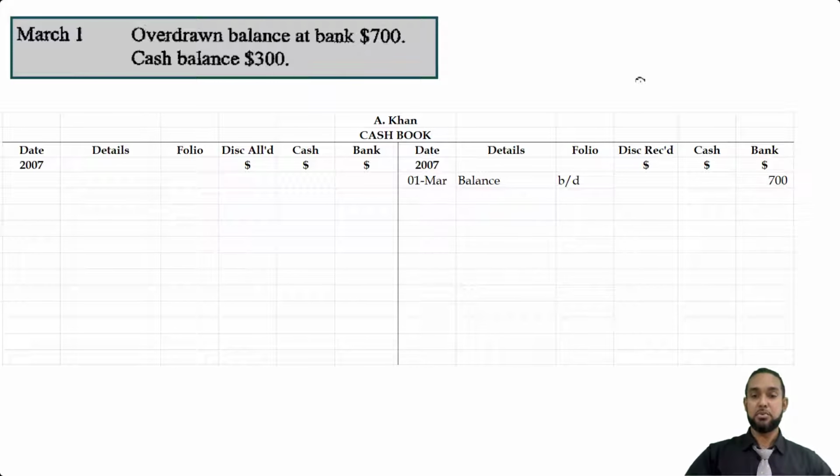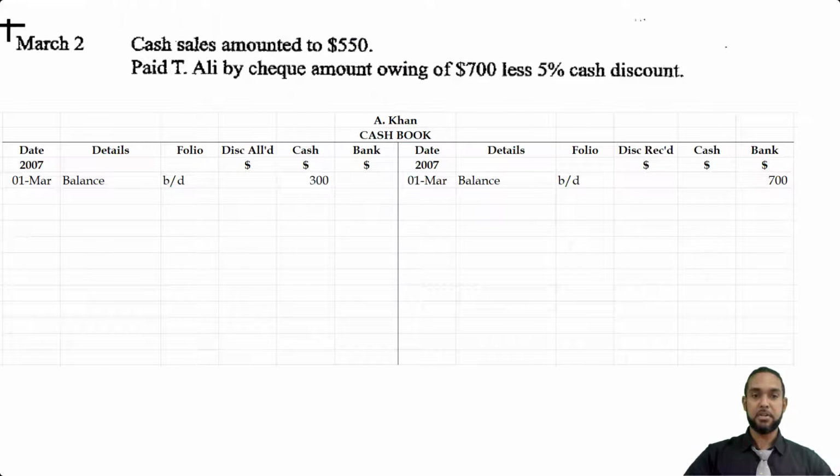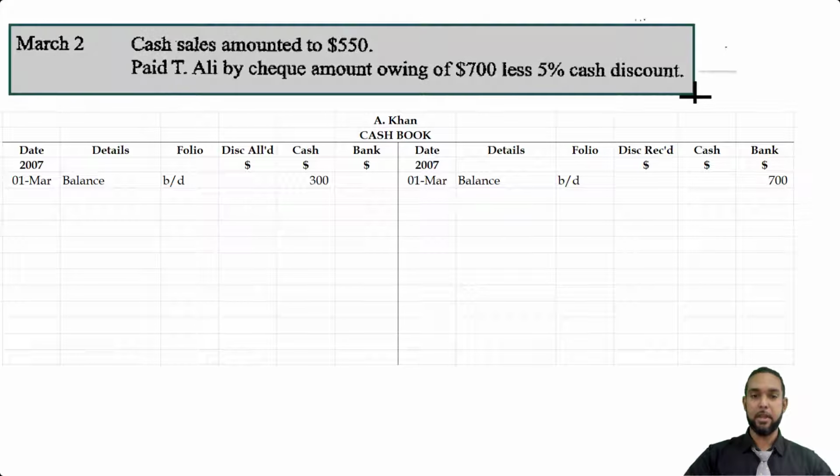The cash balance is 300. That's automatically assumed to be a debit balance. It could never be a credit balance unless there was an error, because you can't spend more cash than you have. You can do that with the bank account, hence the overdraft. Anyhow, let's continue. Now, on March the 2nd, we have two things happening here.